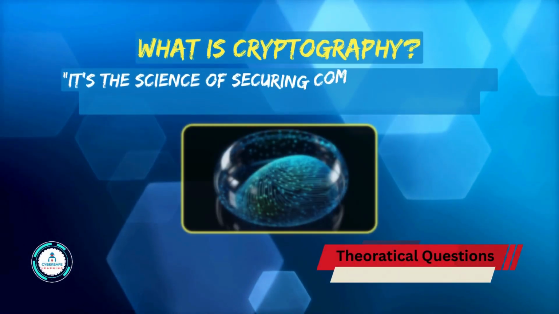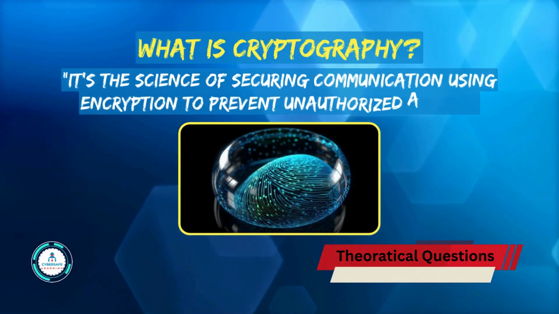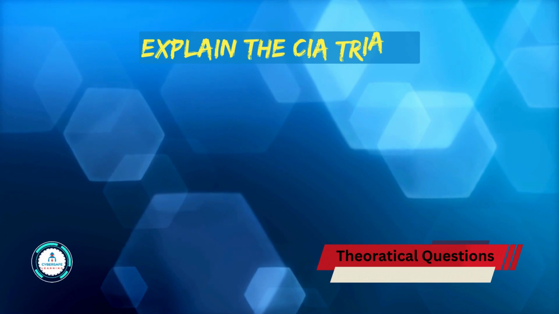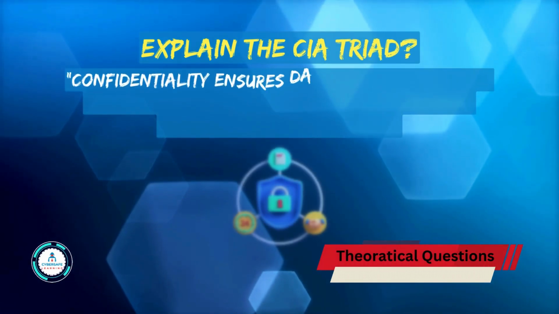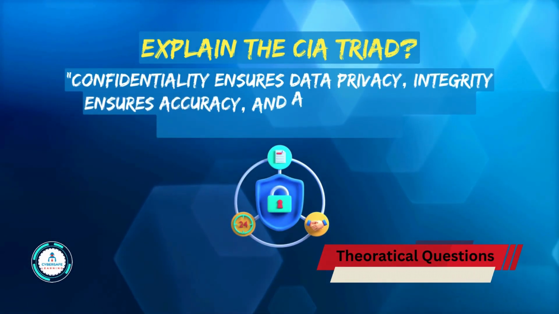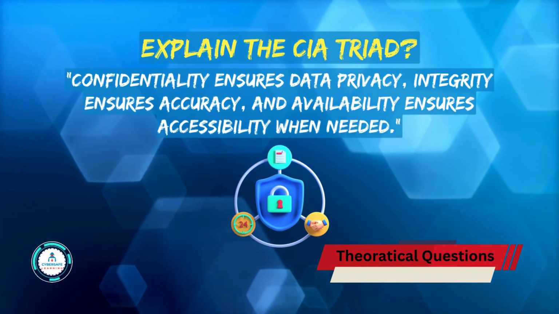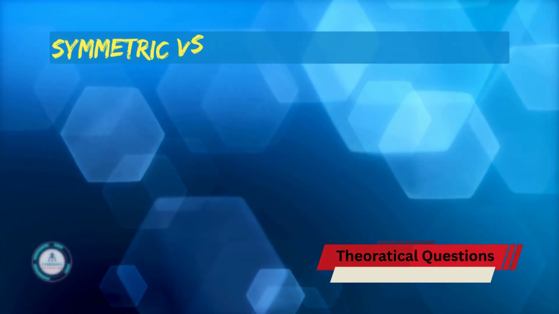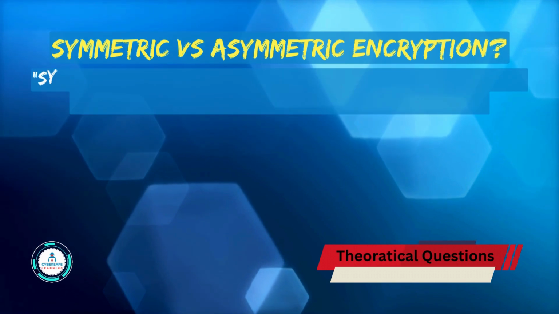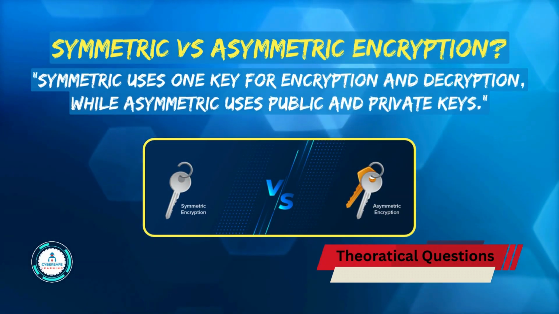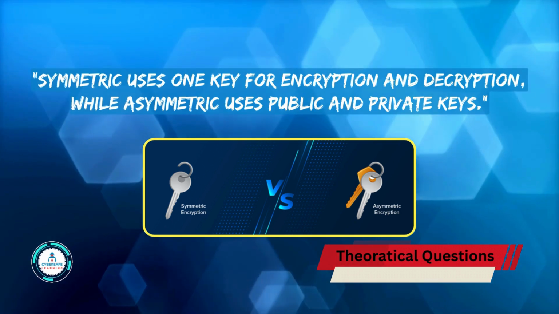It's the science of securing communication using encryption to prevent unauthorized access. Explain the CIA Triad. Confidentiality ensures data privacy, integrity ensures accuracy, and availability ensures accessibility when needed. Symmetric versus asymmetric encryption? Symmetric uses one key for encryption and decryption, while asymmetric uses public and private keys.